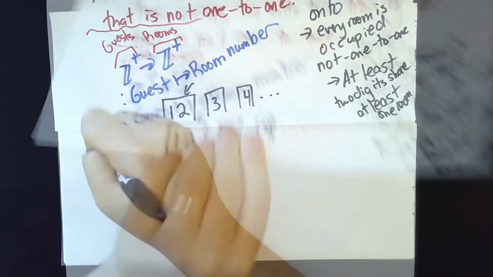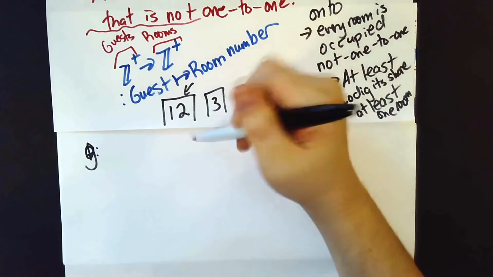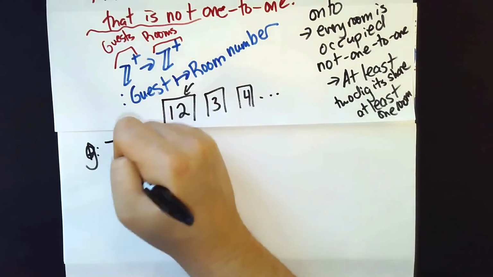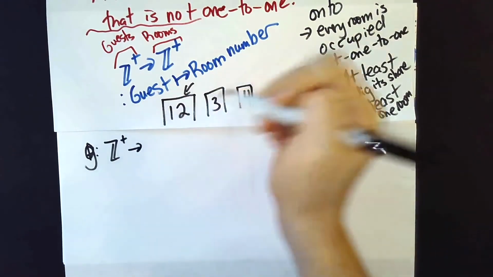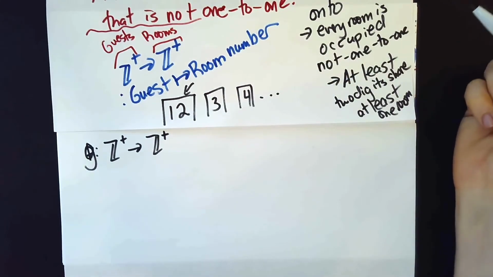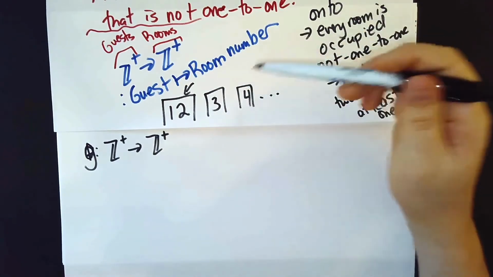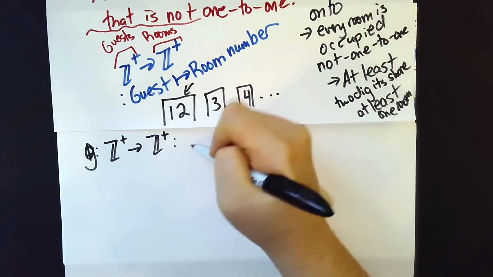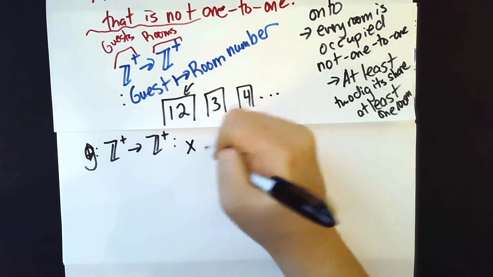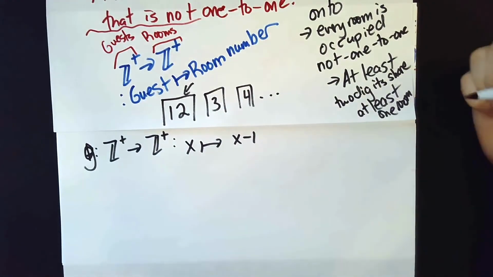Now, I can translate that back to an actual written down function. Namely, what did I do here? Well, where do I send 7? Well, 7 goes to room 6. Where do I send 4? 4 goes to room 3, and so on. And so what you'll figure out pretty quickly is that guest x goes to room x minus 1.